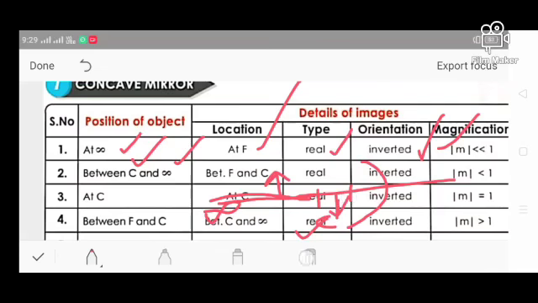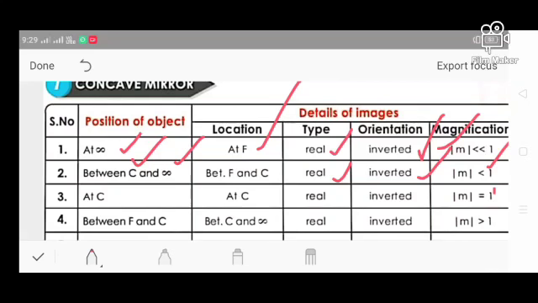So now what is the type of image it is? What are the details of the image, that means what is the property of the image? The image will be real and inverted. It is also lesser than 1, that means it is less magnified, the size of the image is lesser than the size of the object.